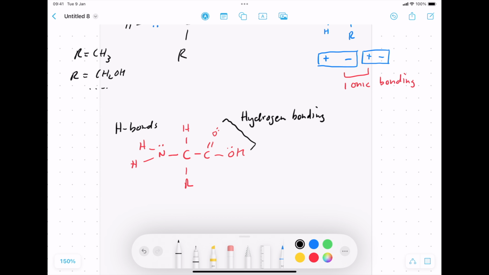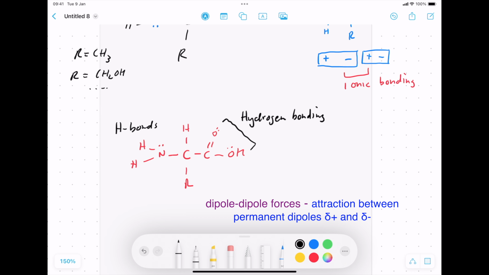Then, as with any molecule that has permanent dipoles, so let's just draw one obvious one there, it has permanent dipoles throughout the molecule. The other intermolecular force present is therefore going to be permanent dipole.